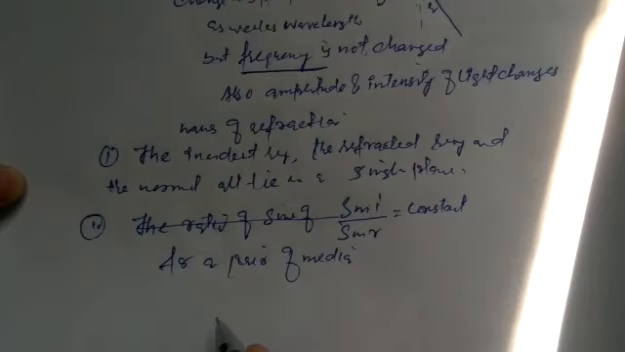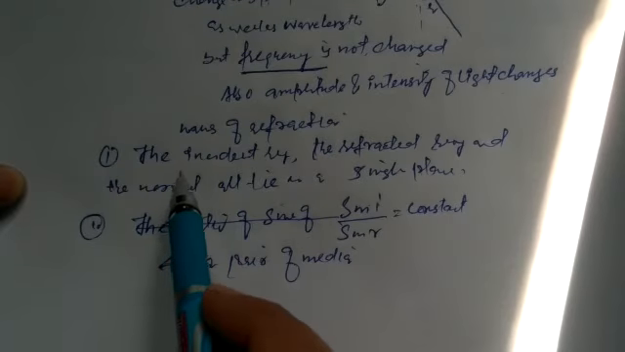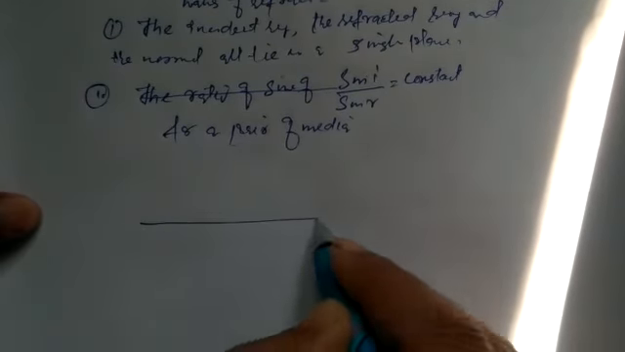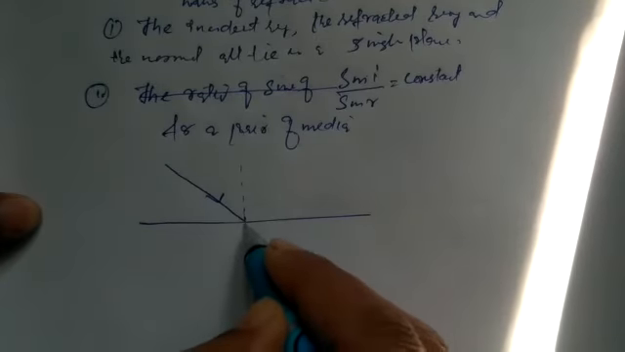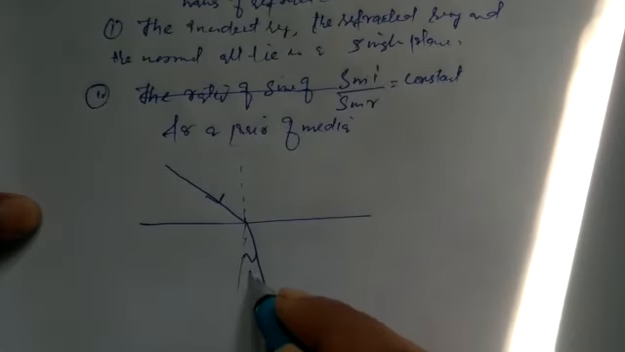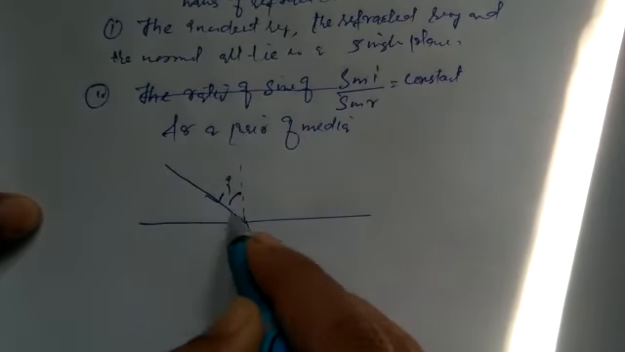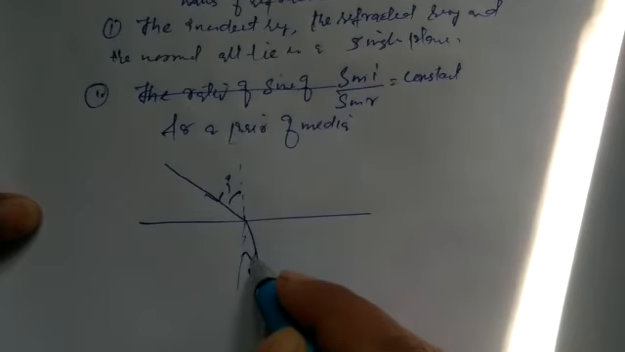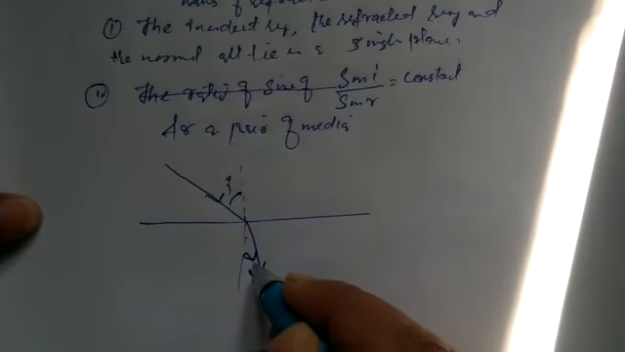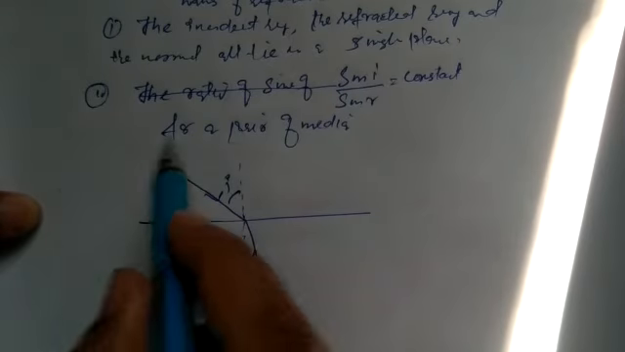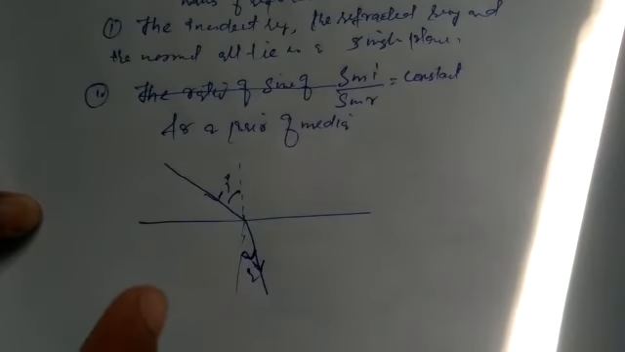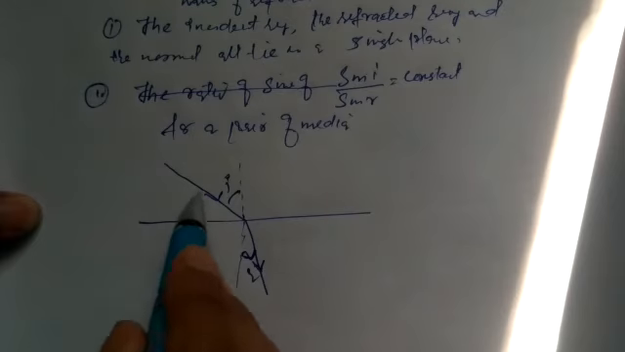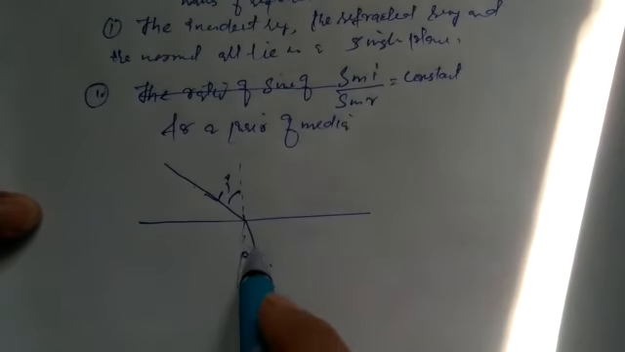The first one is very simple. We have the incident ray and the refracted ray. The incident ray is incident on an interface separating the two media. This is the normal and this is the refracted ray. This incident ray, the normal, and this refracted ray all lie in a single plane. The perpendicular is not outwards or inwards, inside the plane or outside the plane. All three are in the same plane.